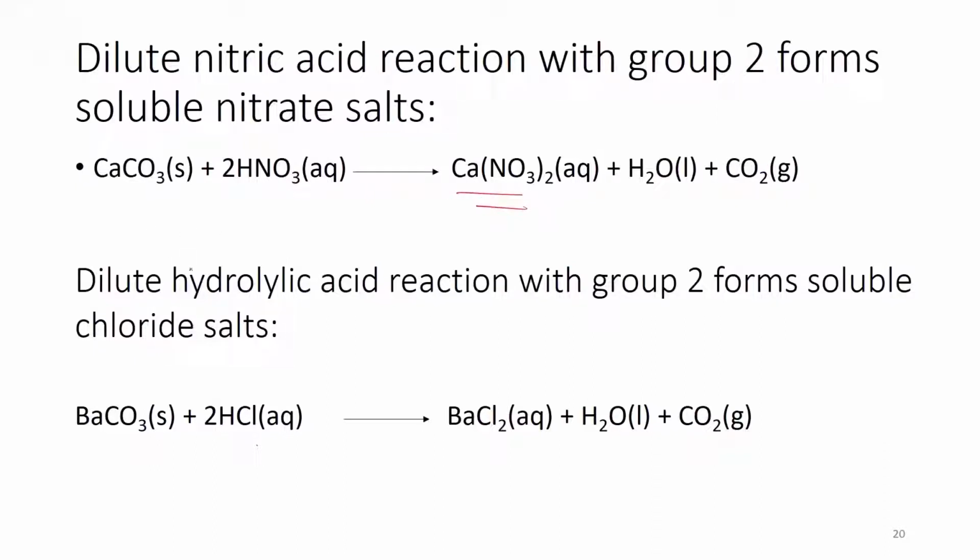Now moving to the reaction of carbonates with dilute hydrochloric acid, they actually form soluble chloride salts. In here you have barium carbonate. When it reacts with dilute hydrochloric acid, it gives barium chloride, which is soluble, water and carbon dioxide.